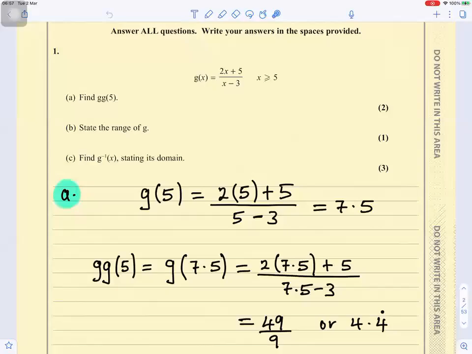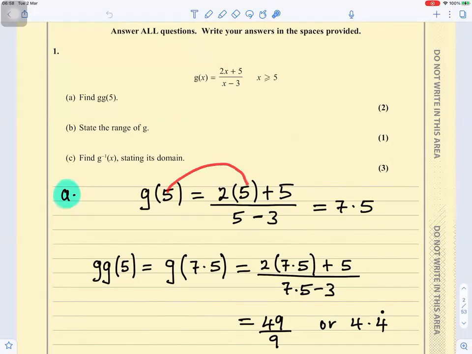Question number 1. Find G of 5. And part B, state the range of G. So for part A, we want to find G of 5. So we first of all do the one in front. The one in front is the one we do first. So we take this 5 and put it in there and put it in there.